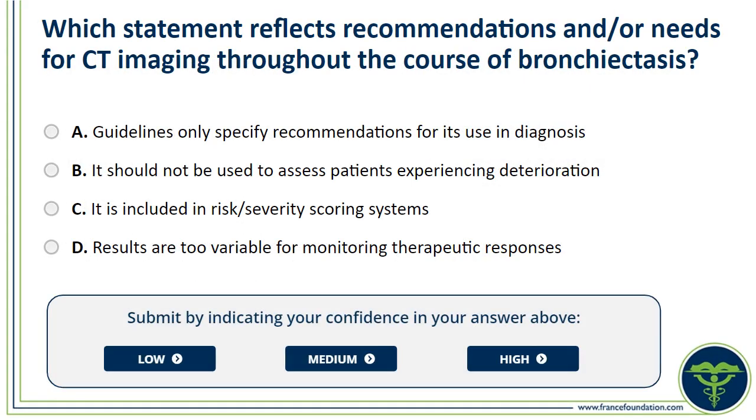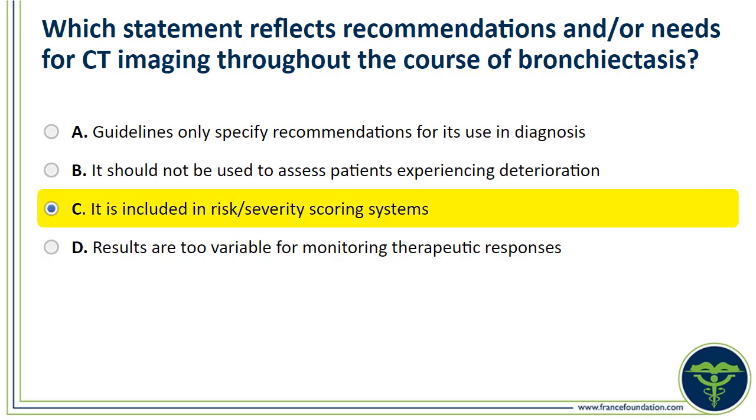Question number 4. Which statement reflects recommendations and or needs for CT imaging throughout the course of bronchiectasis? The correct answer is C. It is included in risk and severity scoring systems. As just reviewed, several scoring systems for assessing bronchiectasis outcomes, risk, and severity incorporate imaging criteria, including the Bronchiectasis Severity Index, the FACED score, and the BRICS scales.